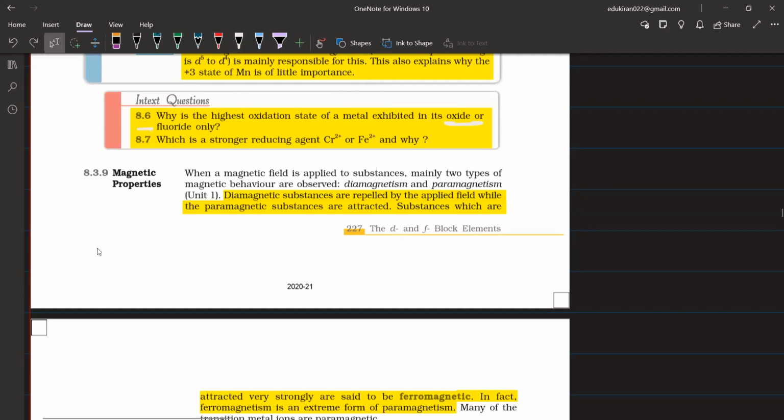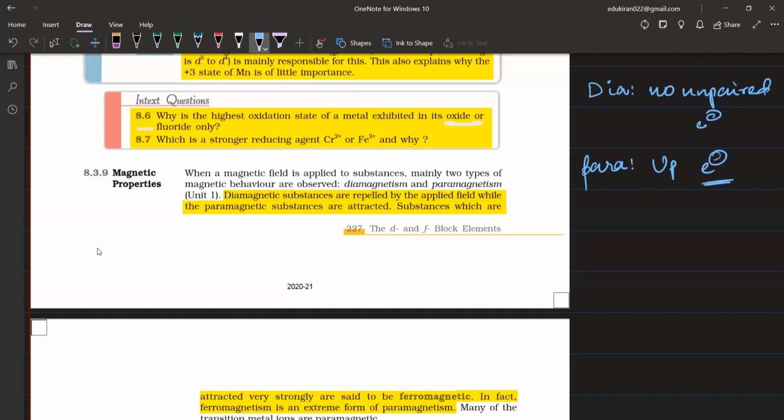Then we have the magnetic properties. In magnetic properties, dia means no unpaired electrons, para means you are going to have unpaired electrons. Okay, dia means no unpaired electrons, para means you will have unpaired electrons. And then there is another word that is known as magnetic moment.